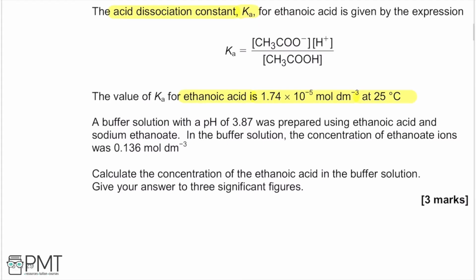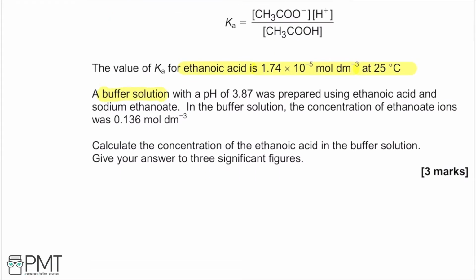We are then told that a buffer solution with a pH of 3.87 was prepared using ethanoic acid and sodium ethanoate. And in this buffer, the concentration of the ethanoate ions was 0.136 moles per decimeter cubed. We are asked for 3 marks to calculate the concentration of ethanoic acid in the buffer and to give our answer to 3 significant figures.